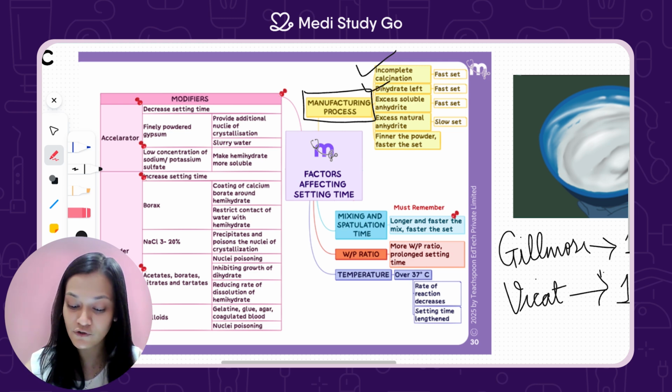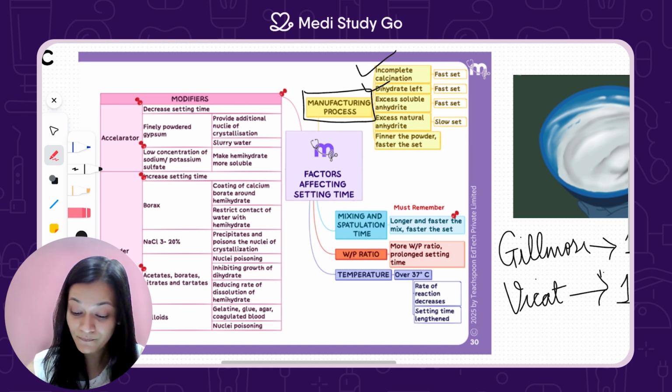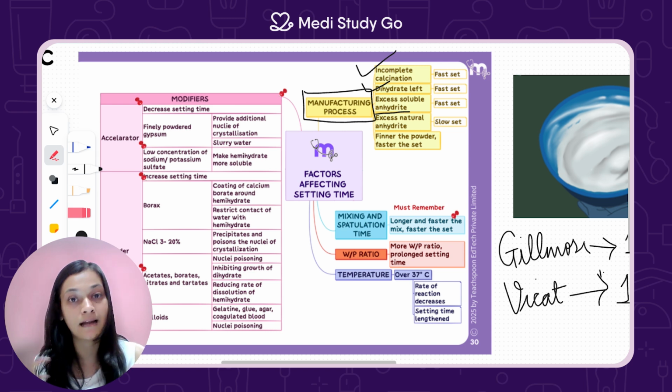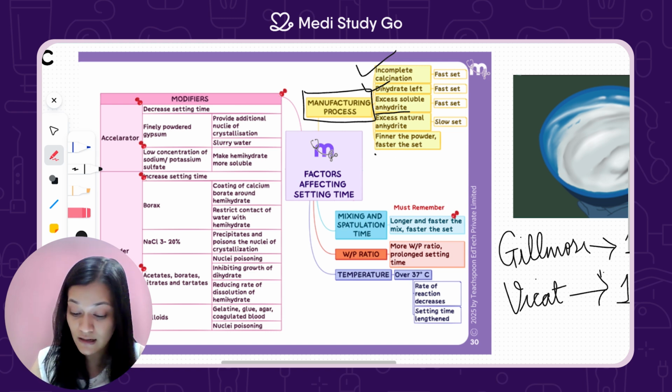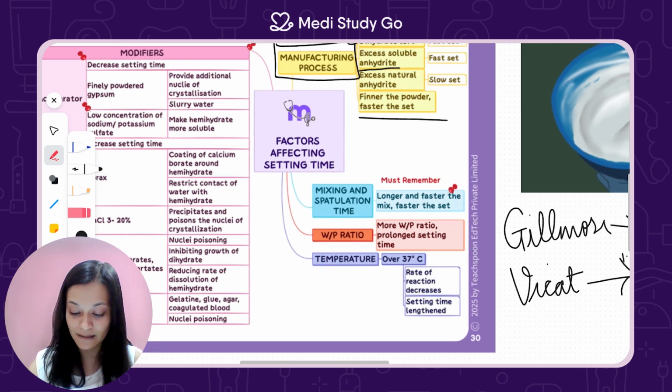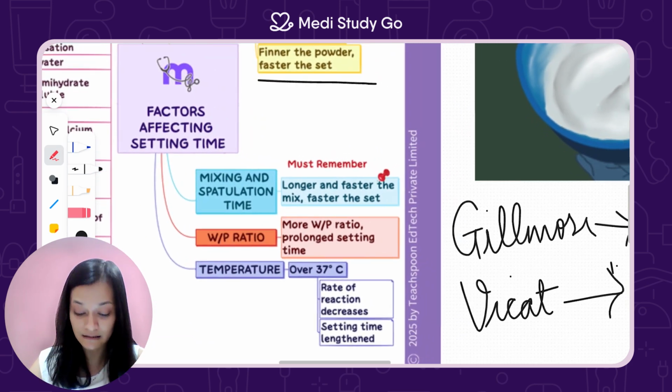So this precipitation can lead to faster reaction. At the same time, there is excess soluble anhydride that is present, excess natural anhydride that is incorporated into the composition, or finer particle. So the finer the particle, the faster will be the set, because the faster it will dissolve.